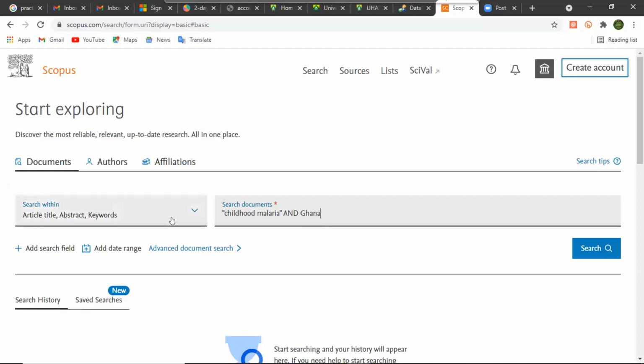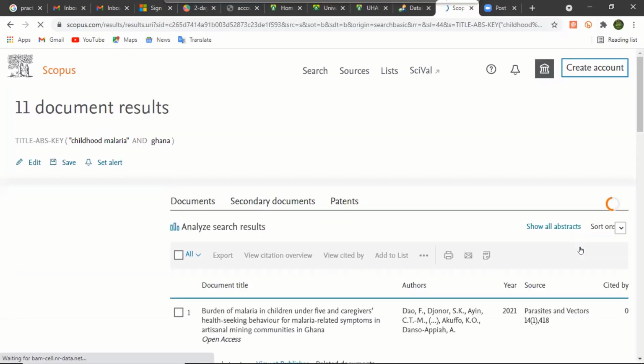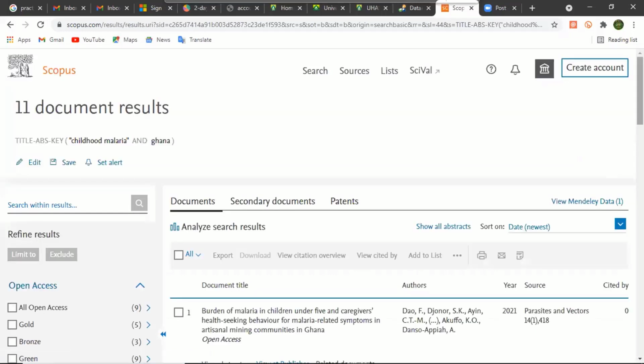All right. Now, over here, you can see I can add more search fields if I want. I can also add a date range, or I can go into advanced search. But it's just a basic search I want to do with all of this. So I just simply click on search. All right. So within split seconds, Scopus actually recognized that I did a title abstract keyword search for childhood malaria in Ghana. And when you move in here, you see the results.